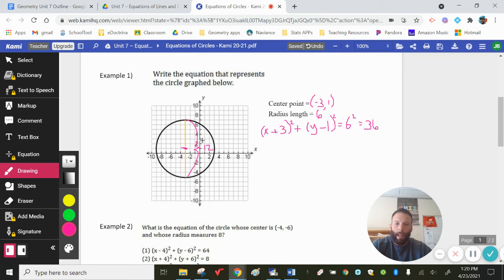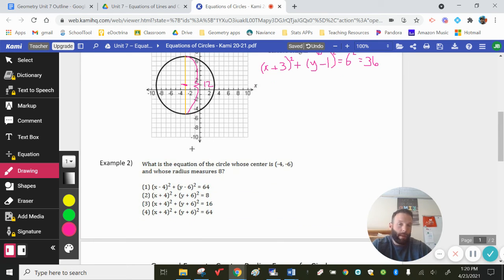Okay. Now, likewise, I have example 2, a nice little multiple choice question here, where it says, here's the center of my circle. I want an equation for the circle whose center is -4, -6, and whose radius measures 8. So I have all these choices. But what I want to look for is, number one, I've got to make sure I have a plus sign in between them. And all four choices do, so that does not help me eliminate any of my choices. Number two, I know my center is -4 and -6. X is -4, Y is -6.